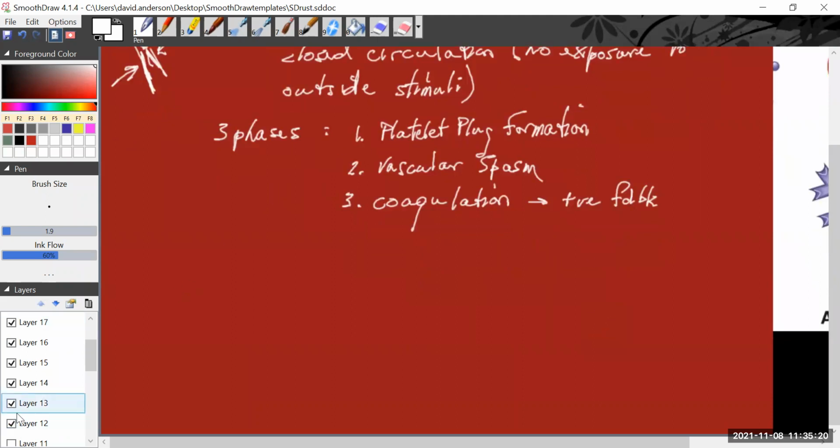So when we look at the steps, okay, where are we here?